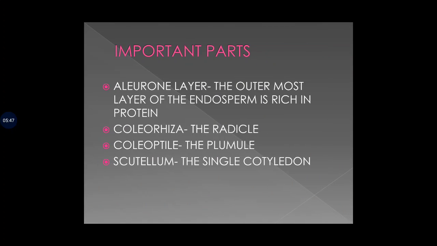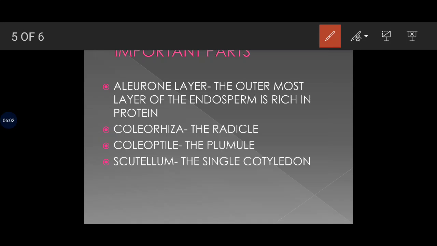Now, next are the important points that you are going to remember. The full form of these points or sentences is already there in the book, so I have not mentioned it here in the PPT. You will write it from the book. You will write about the aleurone layer, which is the outermost layer of the endosperm, rich in protein. Coleorhiza is the protective layer that protects the radicle, and coleoptile is again a protective layer that protects the plumule. Scutellum is the single cotyledon present there. Don't forget, children, coleorhiza and coleoptile protect the radicle and plumule respectively.